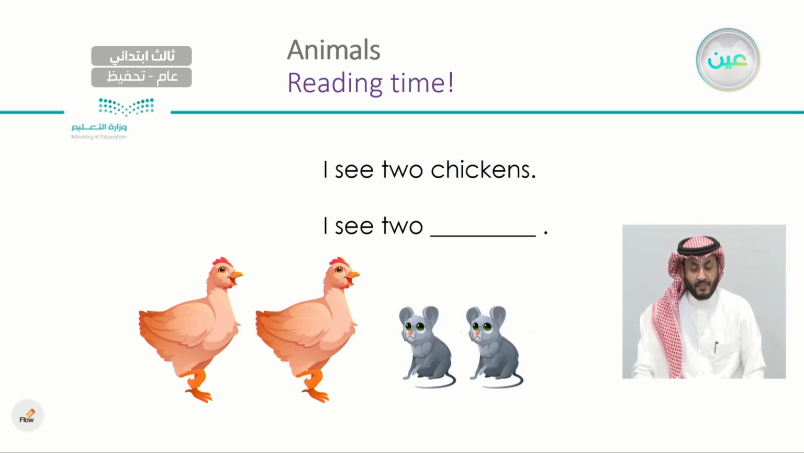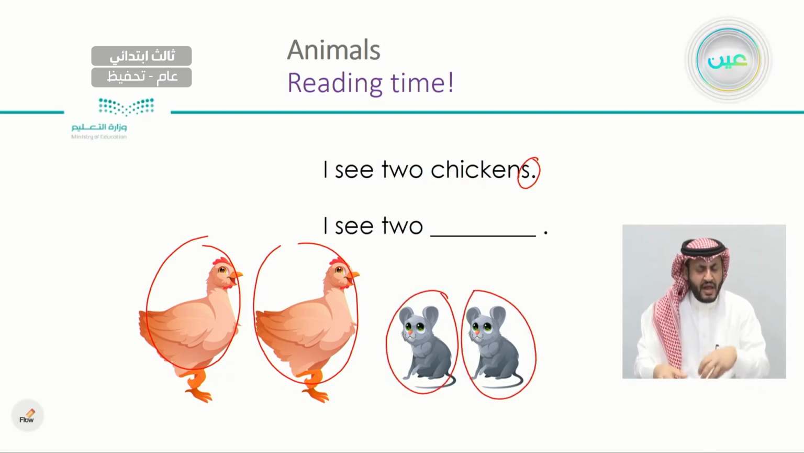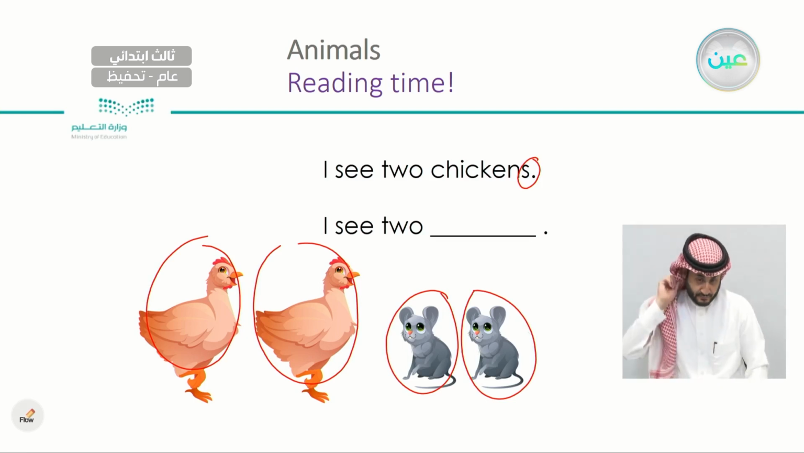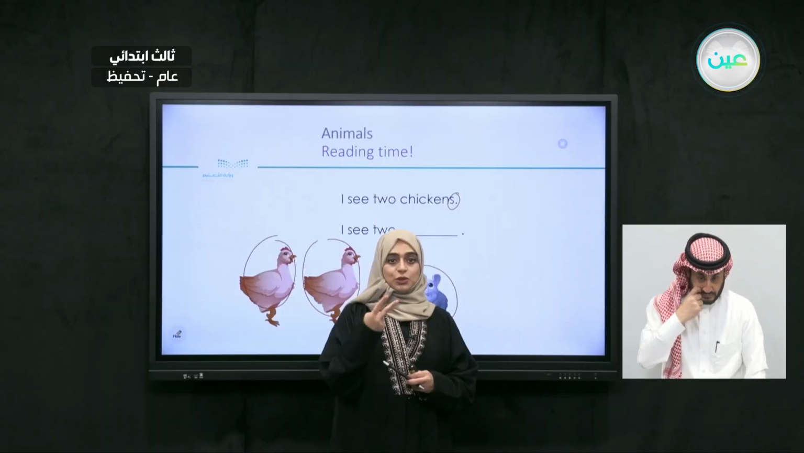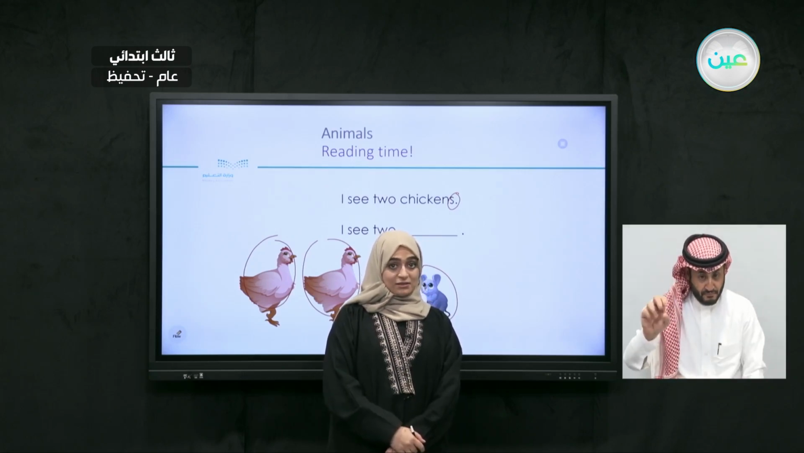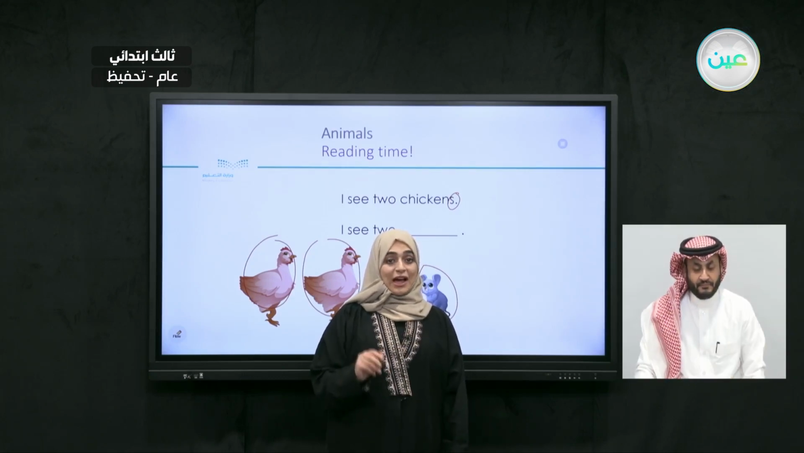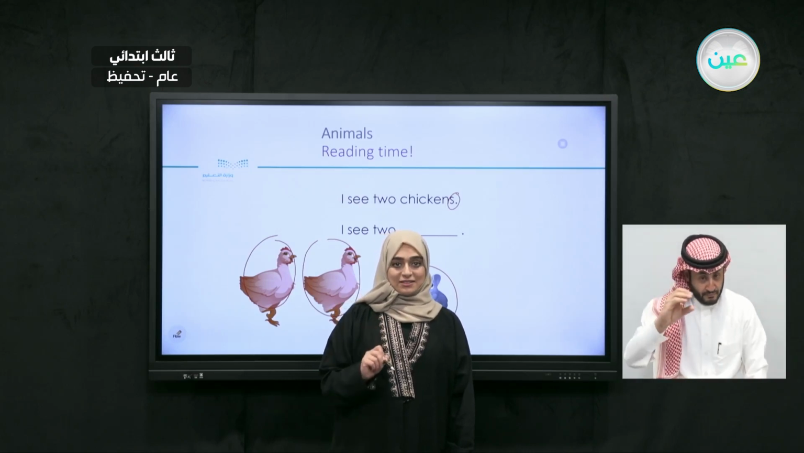Now, this is something that might be a little tricky. Let's read these 2 sentences together. I see, so here we have 1, 2 chickens. I see 1, 2. This animal is called a mouse. If we have 2, what do we say? Do we say mouses? I see 2 mouses? No, we actually say mice.